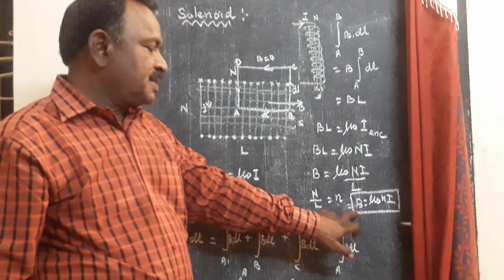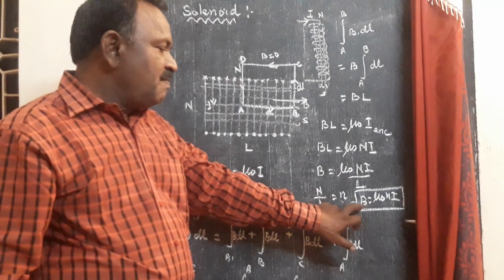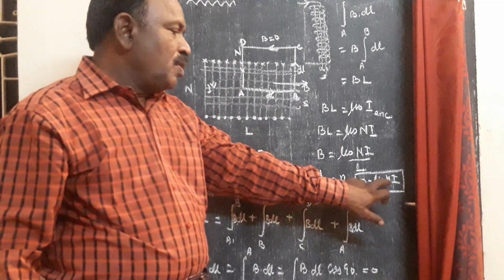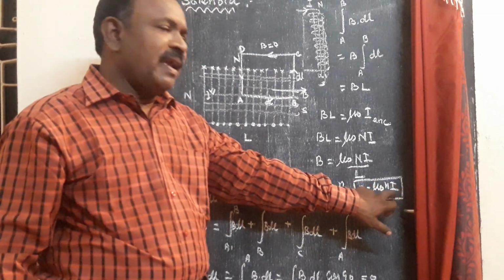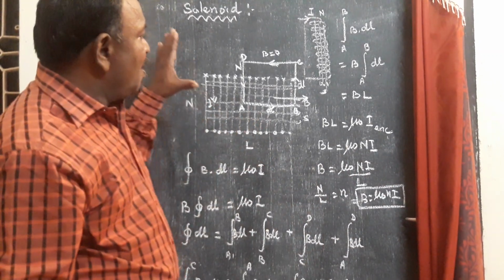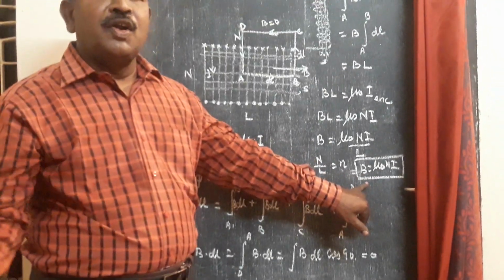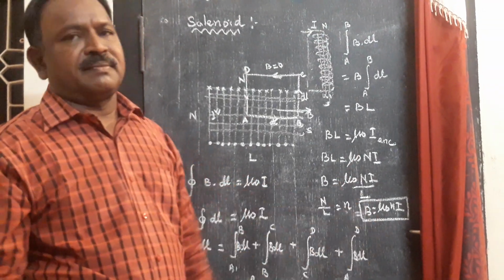If you write this in vector form, we will have B vector equal to mu naught nI into a unit vector. So this is how we obtain the expression for the magnetic field due to a solenoid.